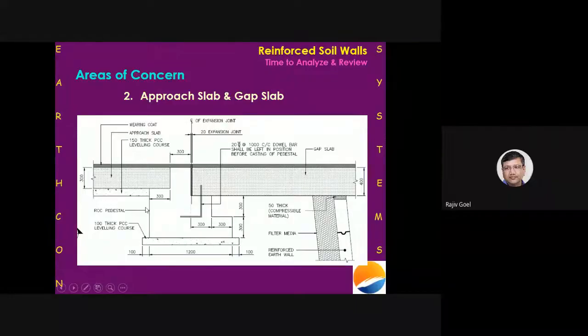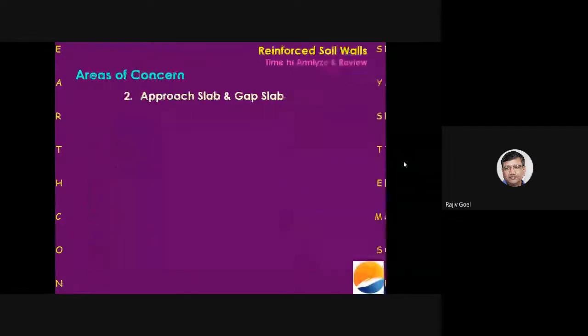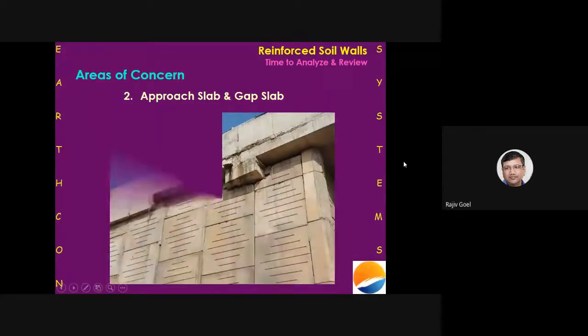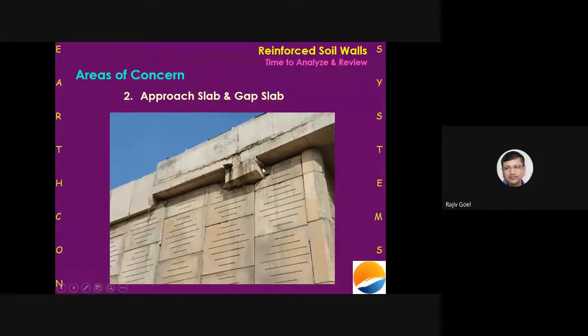What I request is that you make this approach slab and this gap slab monolithic, and you don't need this 400 thickness of gap slab either. 300 millimeter thickness is enough to span a gap in excess of 3 meters as well. So please avoid this kind of detailing. And I showed you this favorite picture of mine, which says that the structure team can come back later on, cut the panels, make the beam, and then cast the gap slab and approach slab. Let's not give them a chance to do this kind of construction.